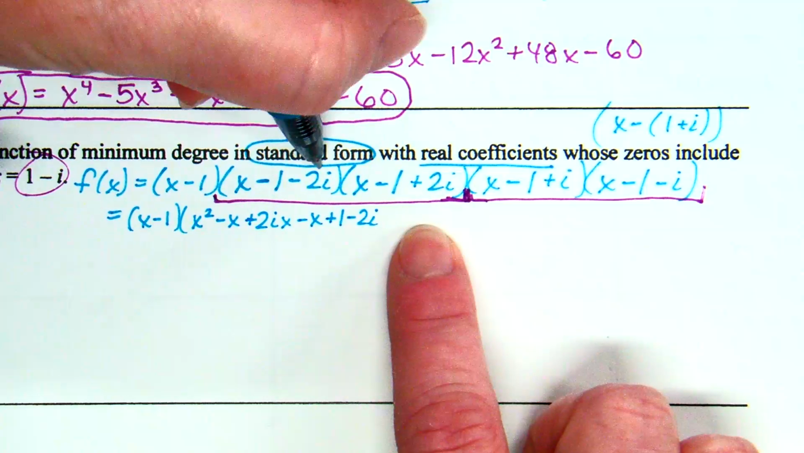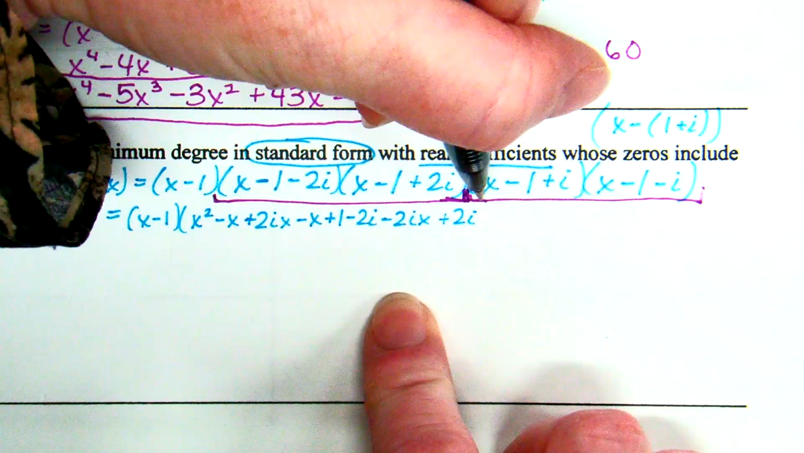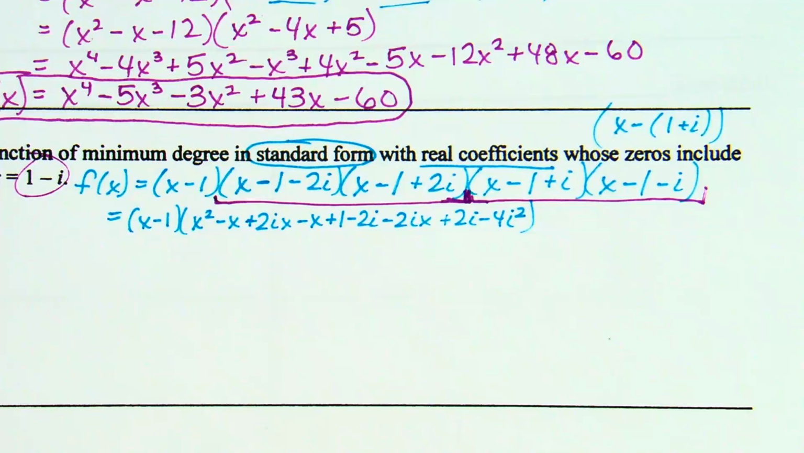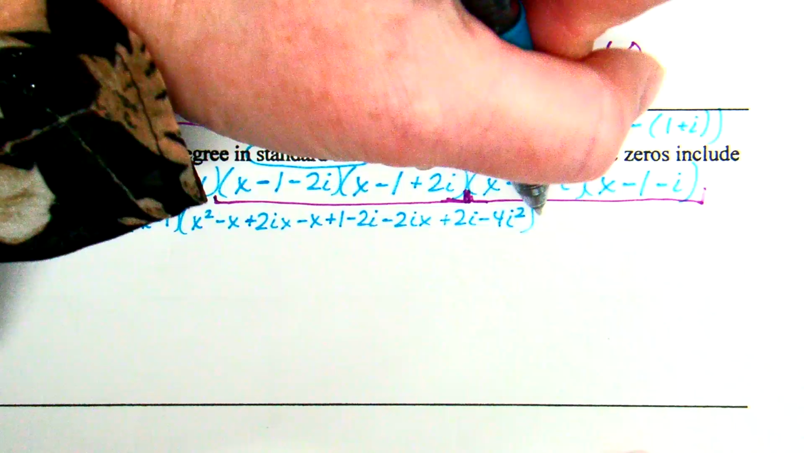Now multiply everything by negative 2i. Minus 2ix plus 2i minus 4i squared. That's my first set. Now you can either clean that up or you can go ahead and multiply the next set. I'm going to go ahead and multiply the next set and then I'll have a bunch of cleanup to do.